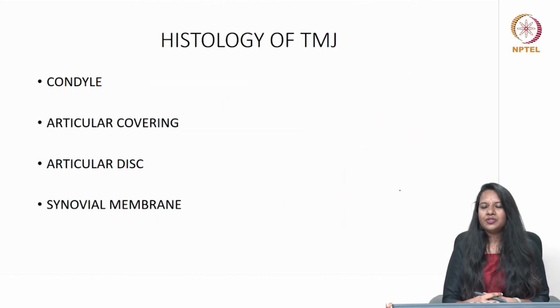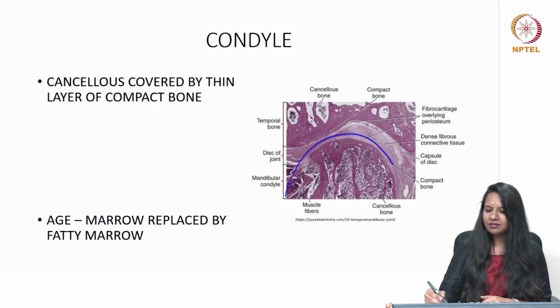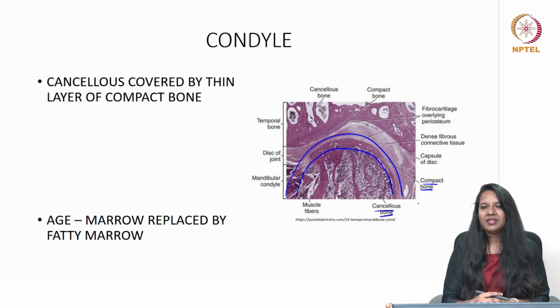Moving to the histology of TMJ. How does this TMJ look under the microscope? We will see one by one. The first one being the condyle. This is the condylar area, which is composed of cancellous bone. This is cancellous bone covered by a thin compact bone. With advancing age, this marrow is replaced by fatty marrow.